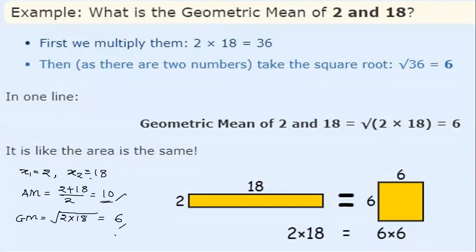So here we understand that the observations are the same. We have found the arithmetic mean and geometric mean. Geometric mean is smaller than the arithmetic mean. Now we have to prove this in general.